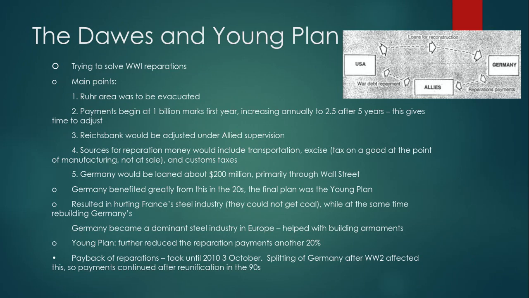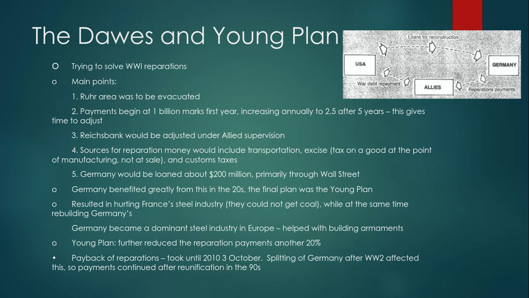So in the 20s, we see something called the Dawes and Young Plan. This was created to try to solve World War I reparations. The main points of the Dawes Plan. Well, the Ruhr area was to be evacuated, and we'll mention that later. Number 2, payments for reparations would begin at 1 billion marks for the first year, increasing annually to 2.5 billion after 5 years, so giving Germany some time to adjust. Number 3, the Reichsbank, or their central bank, would be adjusted, and this would be done under Allied supervision.